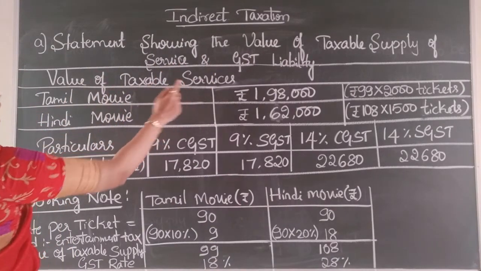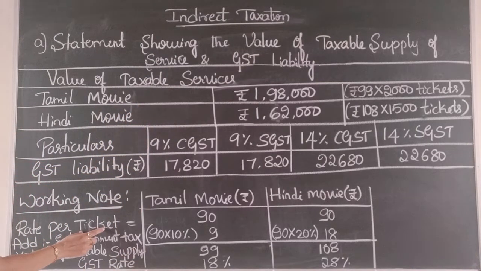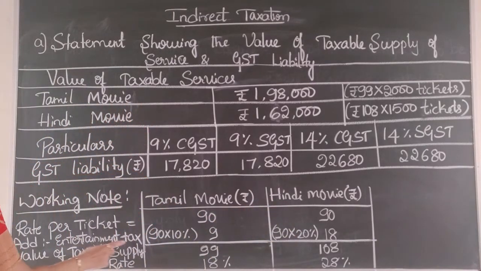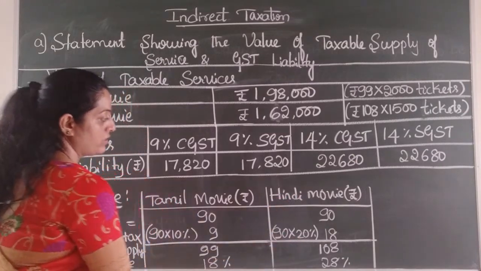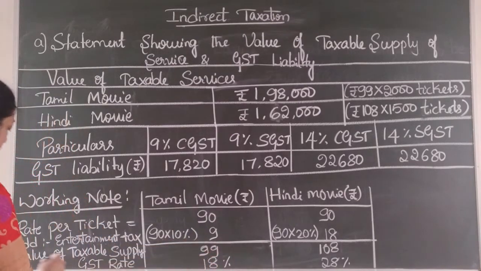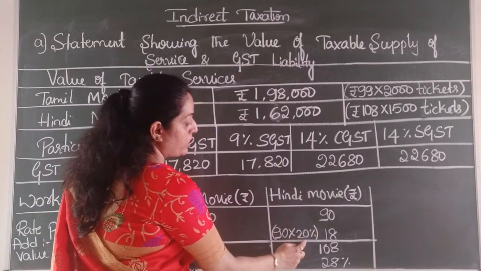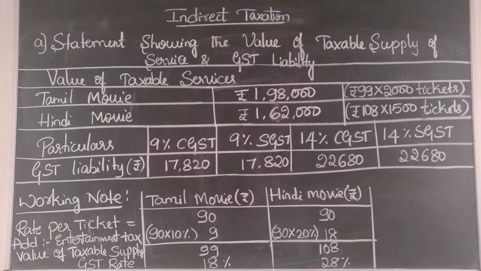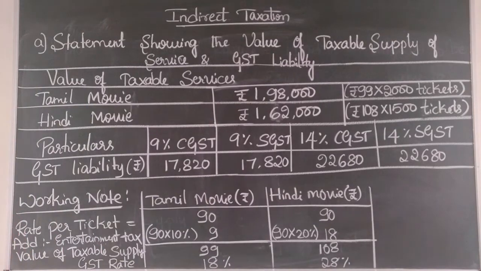Value of taxable services, that is for Tamil movie, working note is there. Rate per ticket is 90 rupees for both the movies, but entertainment tax is 10% for Tamil movie and 20% for other languages. 10% of 90 becomes 9, so 99 is the value of taxable supply. And 90 into 20% is 18, the total entertainment tax. So 90 plus 18 gives you 108 for the Hindi movie.